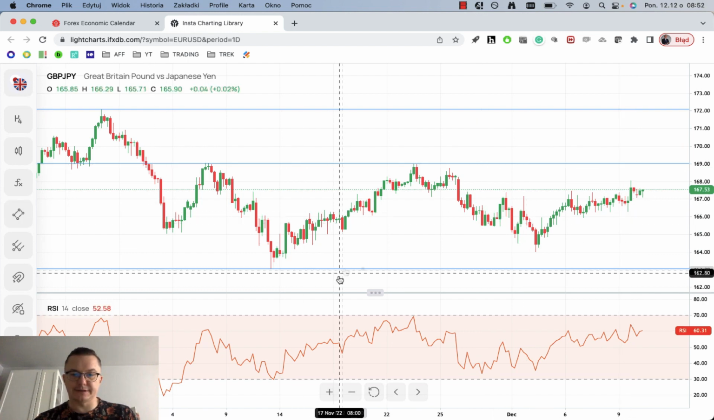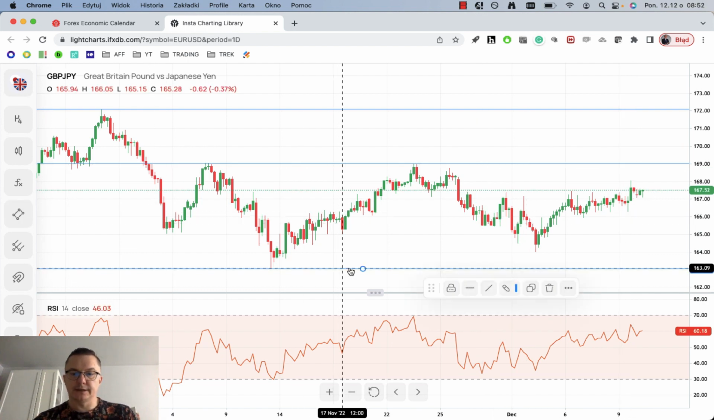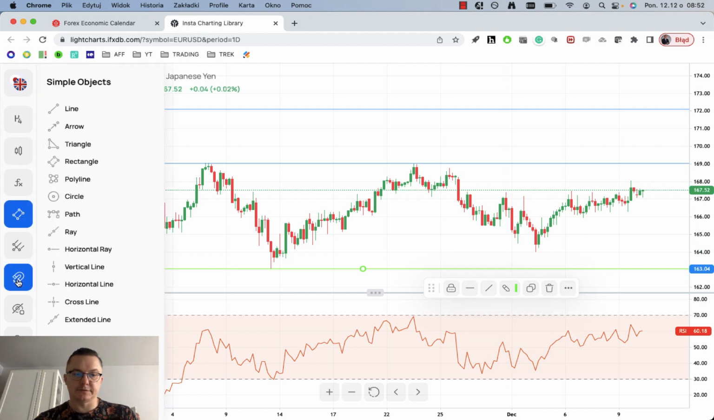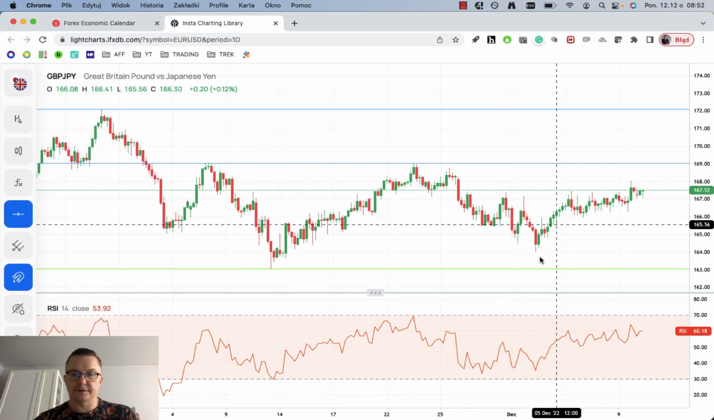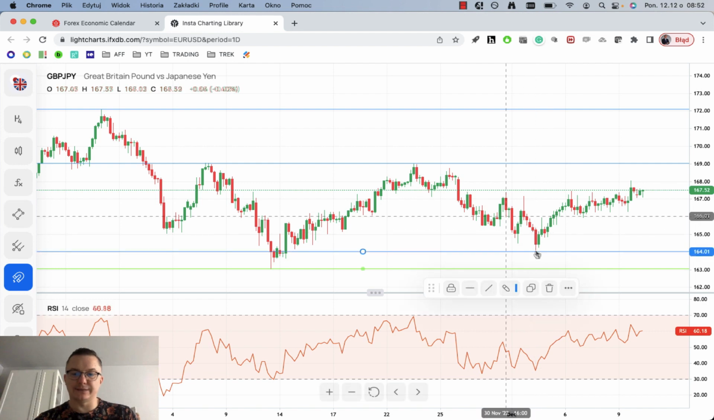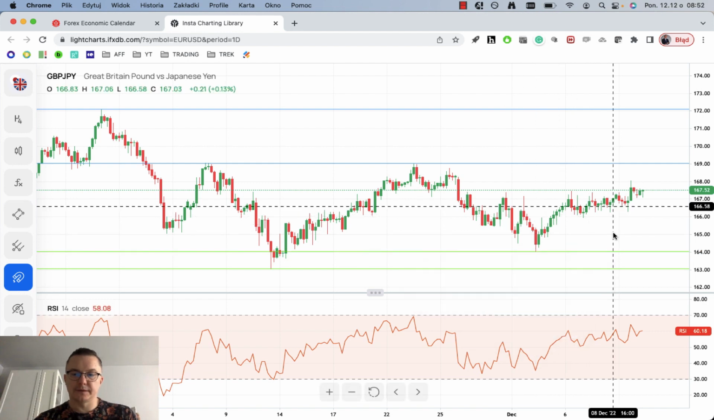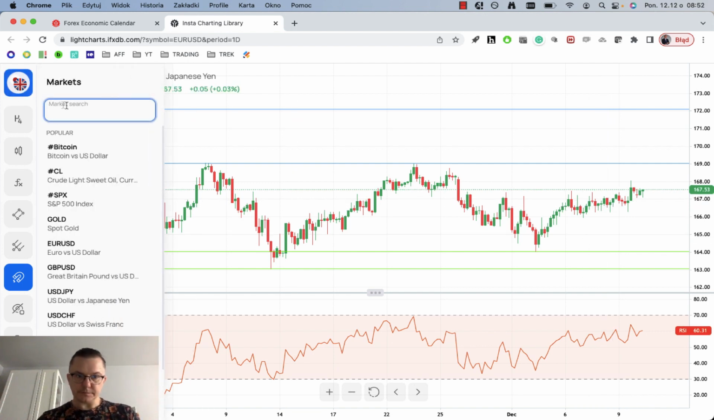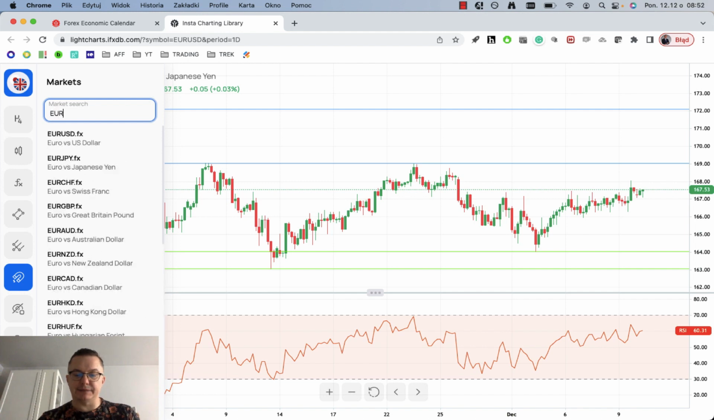From the downside, as you can see, we got this technical support, this is the range support, and to be honest, we might have one more somewhere here, 164.01, another technical support for the price. So that's the outlook for the British pound to Japanese yen.